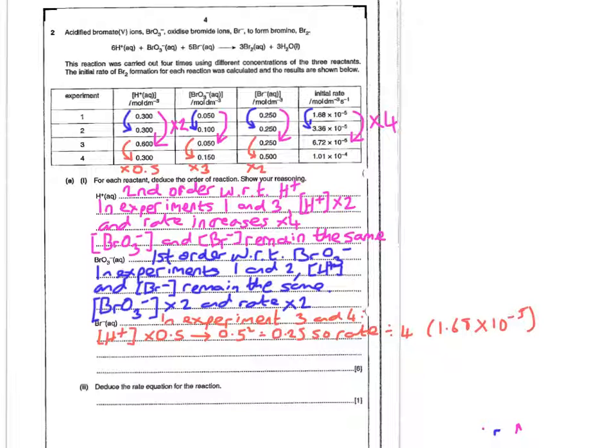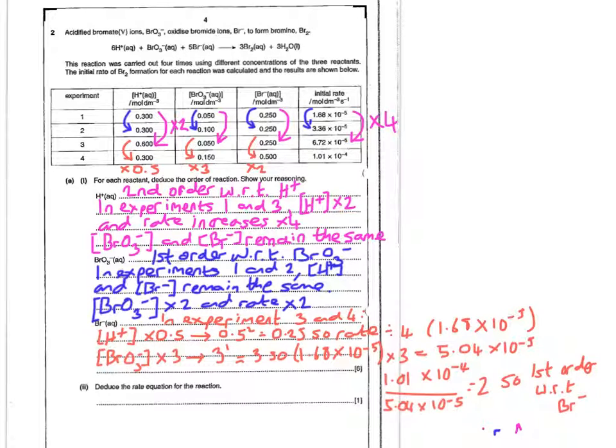So the rate goes from 6.72 down to 1.68 times 10 to the minus 5. That's just because of the H plus. So the concentration of bromate, BrO3 minus, is increased by 3. We know it's first order, so you raise that to the power of 1, so that keeps that as 3. So you take the 1.68 times 10 to the minus 5 you had before from the effect of H plus, multiply that by 3, and that gives you 5.04 times 10 to the power of minus 5.